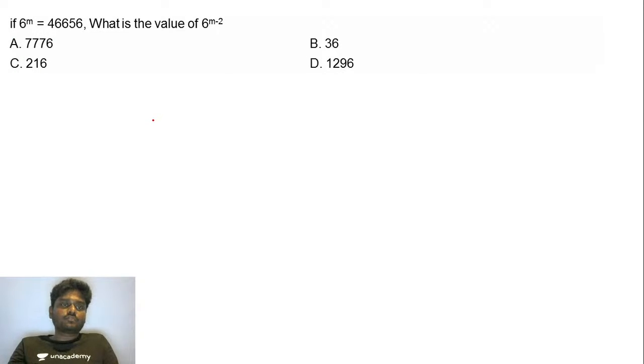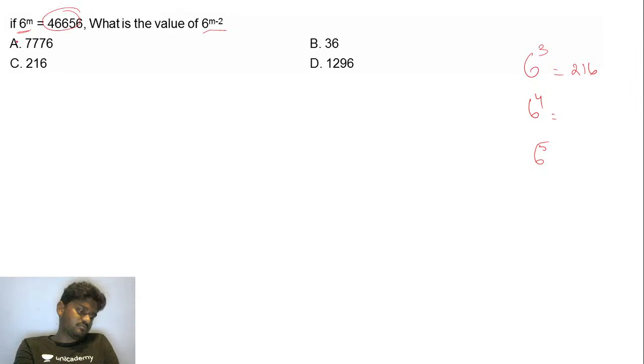6 power m is equal to 46,656. What is the value of 6 power m minus 2? See, whatever a single clue I'll give you if you have a question like this. What you can simply do here: the base you have is 6. You try to find the powers of 6. You know the fact that 6 power 3 is 216. 6 power 4 and then 6 power 5, and then somehow you will get the value of this. Come on, try to do this.